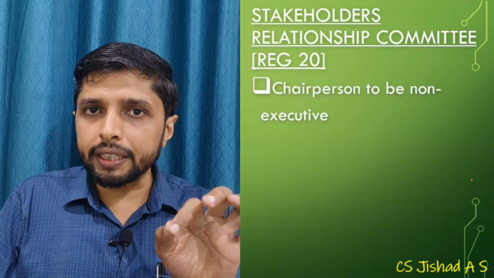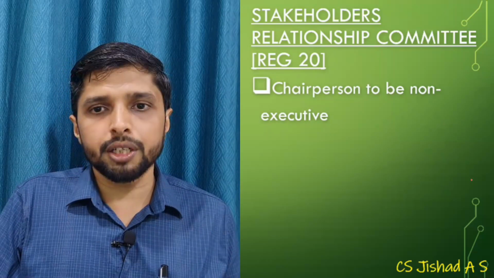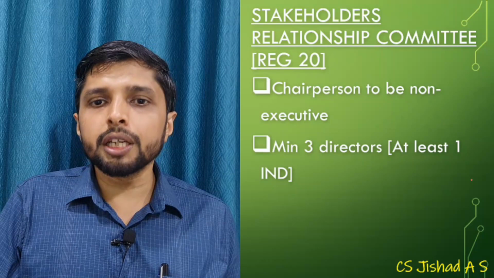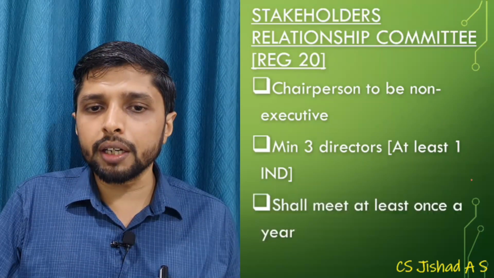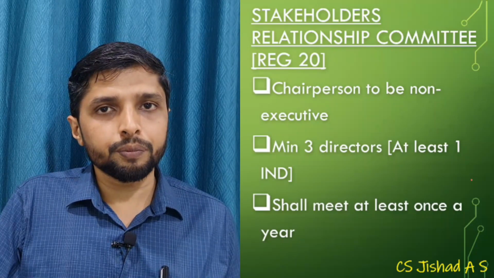See, in Companies Act it specifies that if a company is having more than 1000 shareholders plus debenture holders plus deposit holders plus any other security holders at any time during a financial year, they will be required to form stakeholders relationship committee. But in SEBI regulation LODR, it specifies that if it is a listed company, it is mandatory to have stakeholders relationship committee. Chairperson to be non-executive, minimum 3 directors including 1 independent director, and they shall meet at least once in a year. Okay. Then risk management committee.